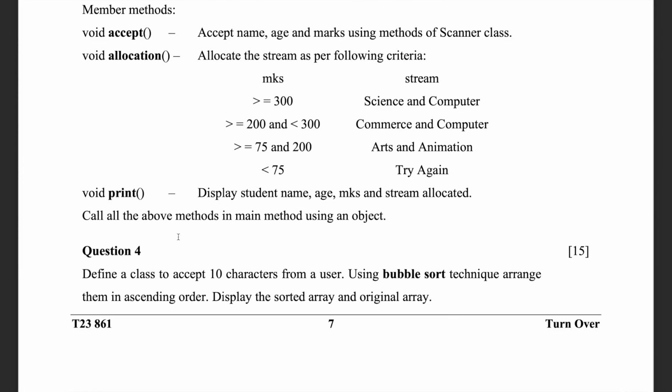Alright. So this is the question 4 that we have to solve. Give it a reading. So we have to define a class to accept 10 characters from the user, and we have to use bubble sort to arrange them in ascending order. Then we have to display the sorted and original array.